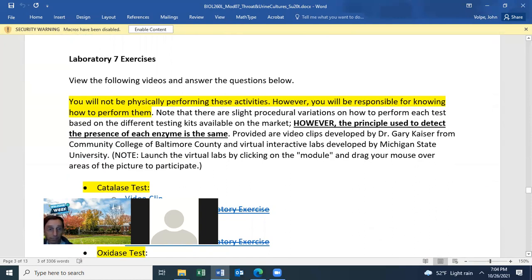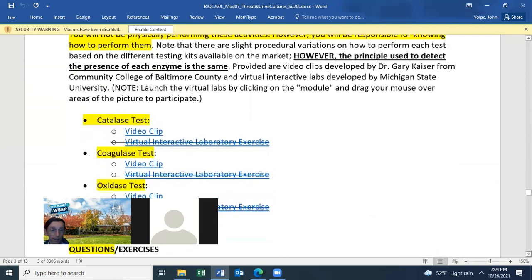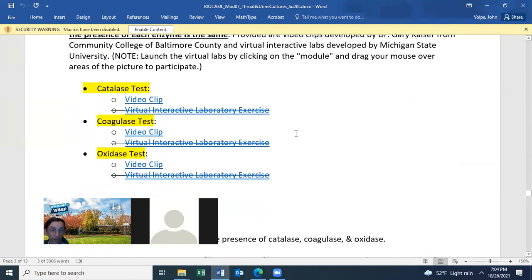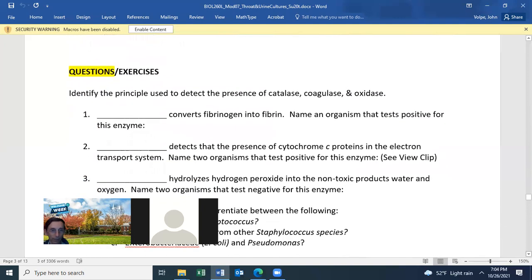So in lab 7, you're not physically going to be performing any of these activities. However, you will be responsible for knowing how to perform them. You can read about them, and we have video clips on the different procedures and tests. Like here's a video clip on running the catalase test. There's a video clip on running the coagulase test. And there's a video clip on running the oxidase test. You cannot do the virtual labs because they run Flash, and I'm not going to try and explain to you how you could get that to run.